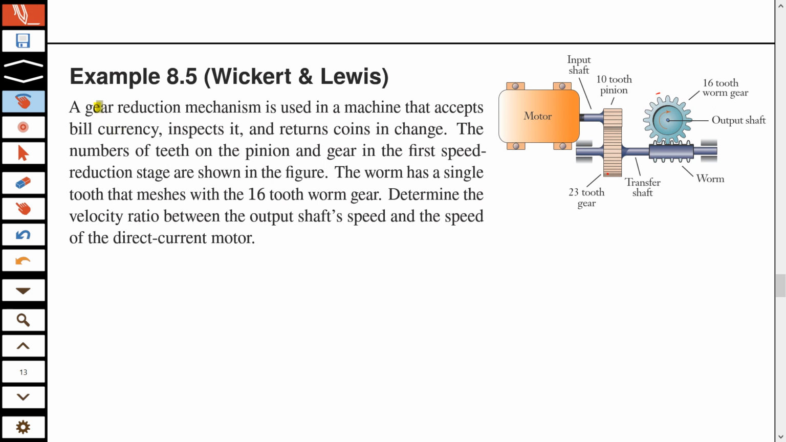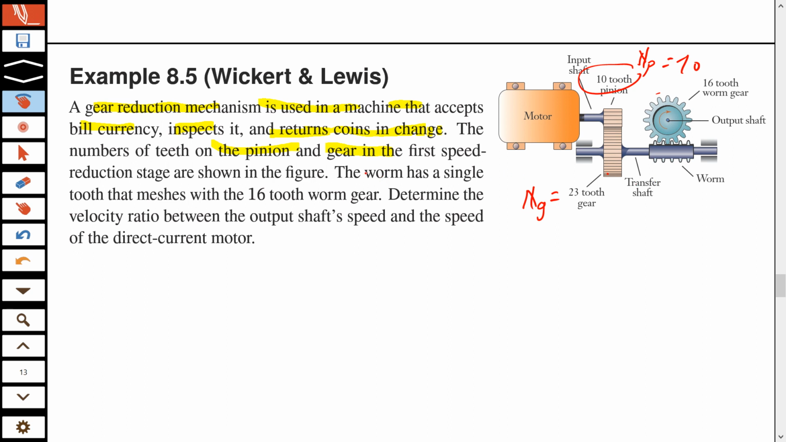So a gear reduction mechanism is used in a machine that accepts bill currency, inspects it, and returns a coin and change. The number of teeth on the pinion and gear in the first speed reduction stage are shown in the figure. तो pinion के gears यहाँ पे कितने हैं? 10 है. So you can say NP is 10 and NG is 23.